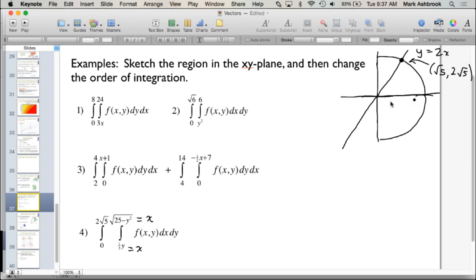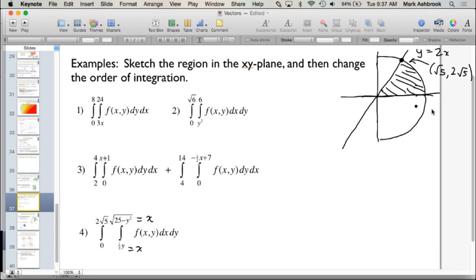So the bottom is 0, the top is 2 radical 5, the left side is the 1/2 y. So clearly we have this region right here. And now we're going to change the order of integration. And we're going to do type 1. So questions on the region? Are we good on the region?